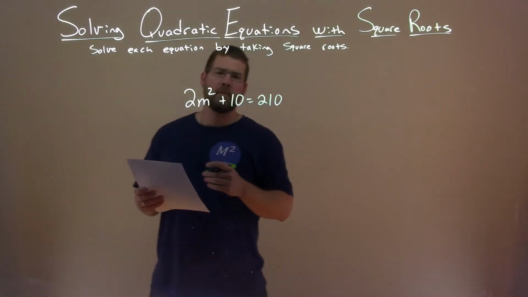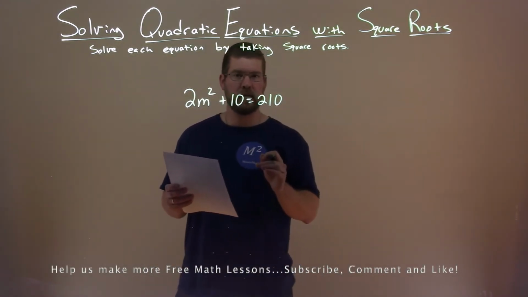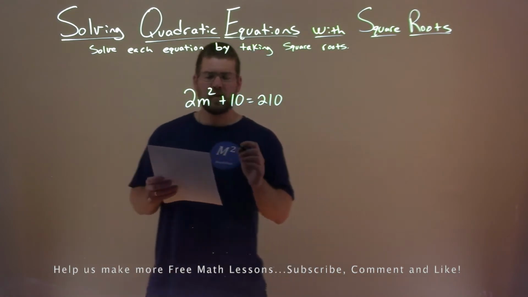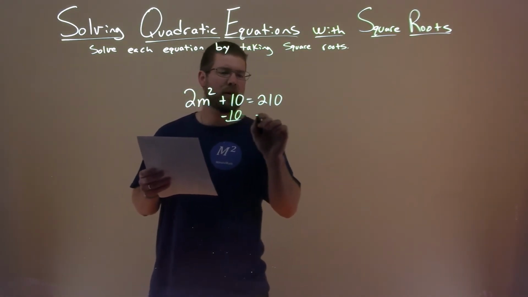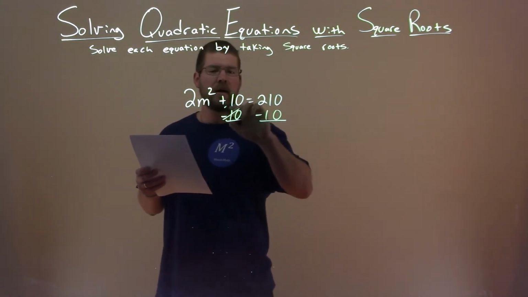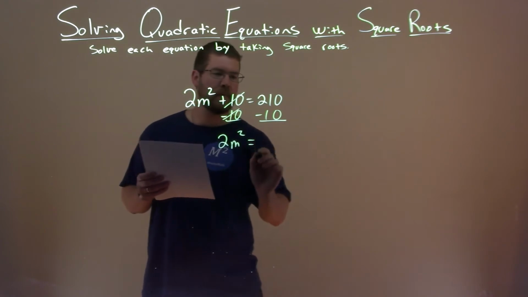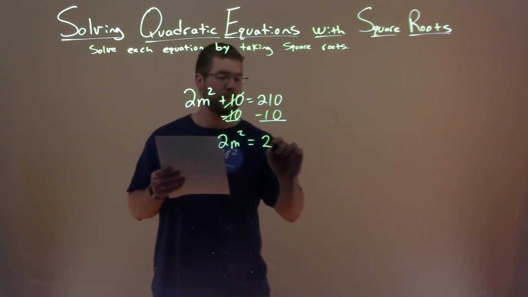We're given this problem right here, 2m squared plus 10 equals 210, and we want to solve this equation by taking the square root. First thing I want to do is, well, I'm trying to get m squared by itself. I need to subtract 10 from both sides. These 10s are eliminated, leaving us with 2m squared equals, well, 210 minus 10 is just 200.